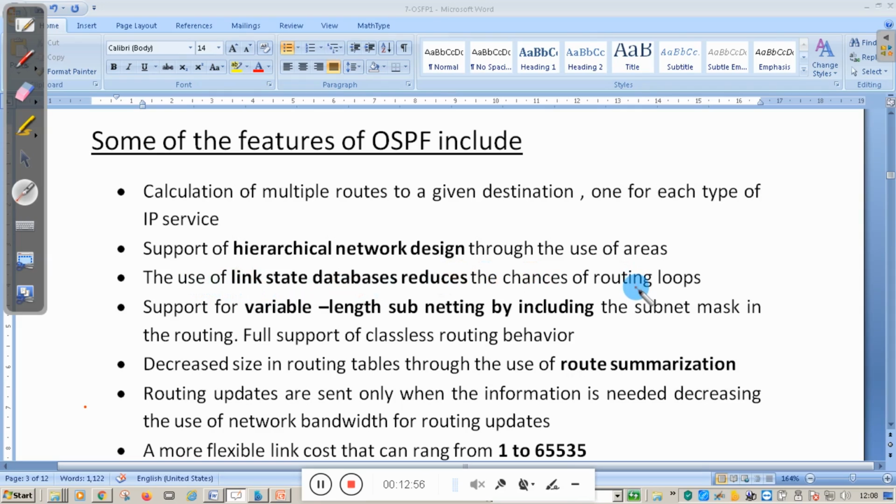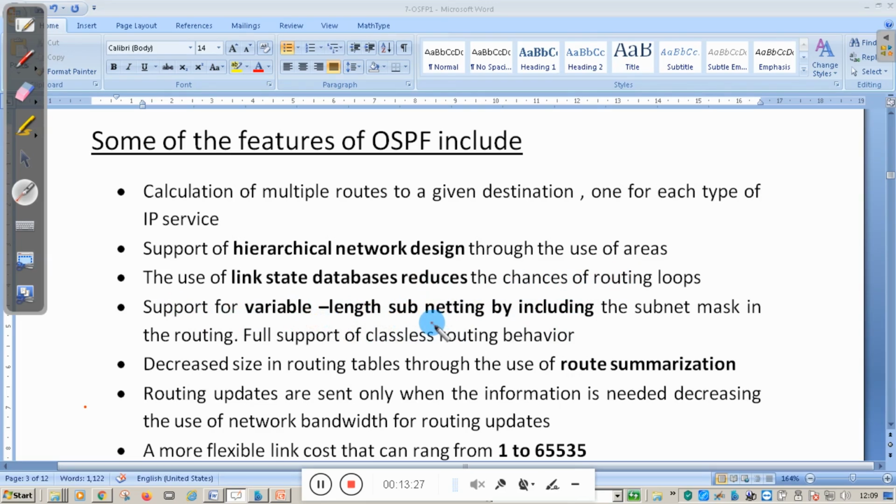We know distance vector is susceptible to routing loops because of inconsistency in the routing table, but here OSPF makes use of a link state database, and from the link state database it will construct a topological database. From the topological database it will create a routing table, so there is less chance of routing loops. The fourth point is that it will support classless routing. That means it will support variable length subnetting.